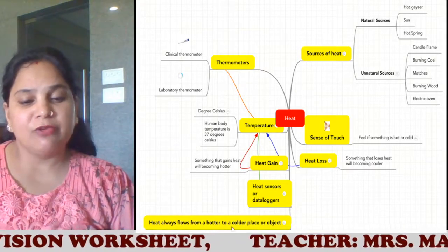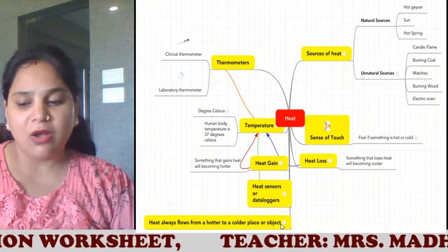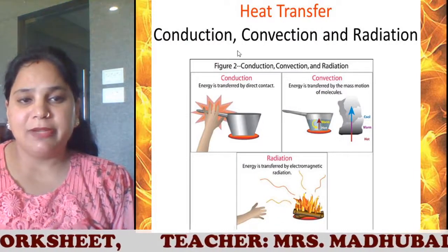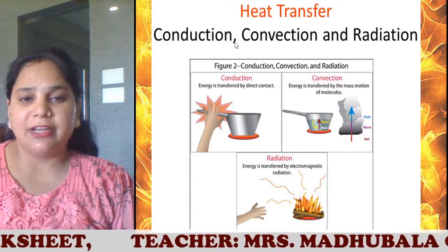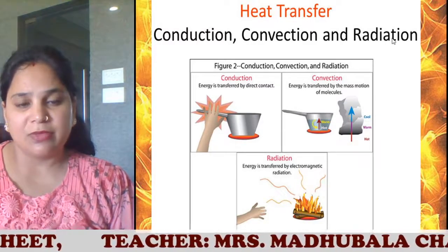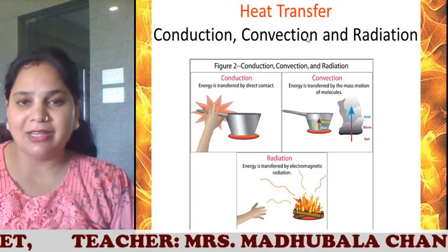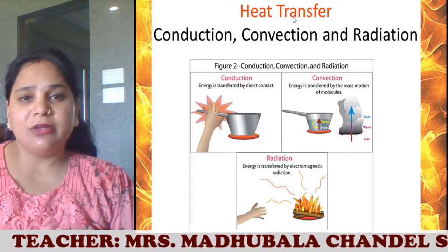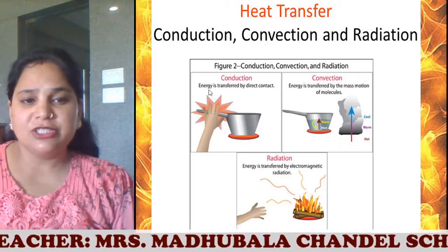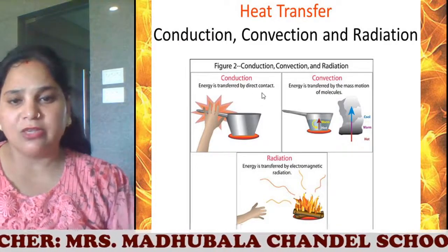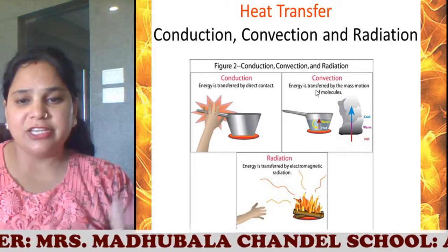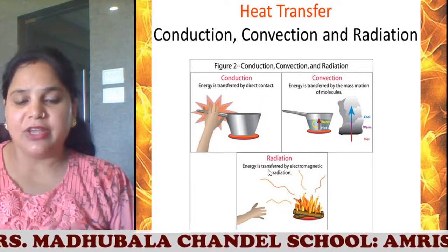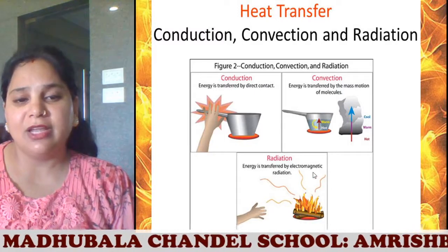So heat always flows from a hotter to a colder place or object. Now heat transfer generally takes place by three processes: conduction, convection and radiation. After the heat transfer you should know about the land and sea breeze. Now let's see what heat transfer is. In conduction, the energy is transferred by direct contact. In convection, energy is transferred by the mass motion of the molecules. And in radiation, energy is transferred by electromagnetic radiations.